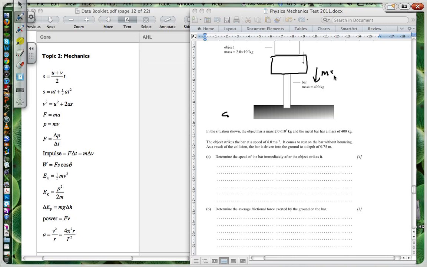thing moving down at 5 meters per second. So it's got kinetic energy, EK, which is equal to a half times 2,400 times 5 squared. That's using that formula over there. Plus, it's also got some potential energy, because it's going to drop down the 0.75 meters. That is also energy that's going to have to be overcome. So that's mgh.